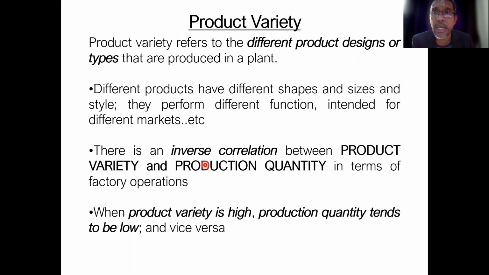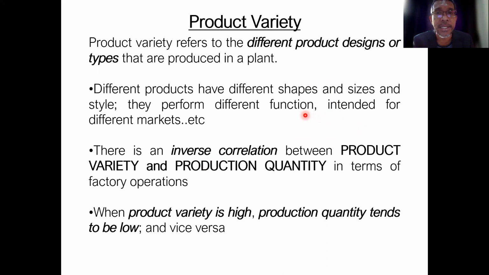And then we have product variety. Product variety refers to the different product design types that are produced in the plant. So the variation of product is normally based on the shape, size, model, function. So they are making for different markets, different target people. So that's why they have a variation of the product.